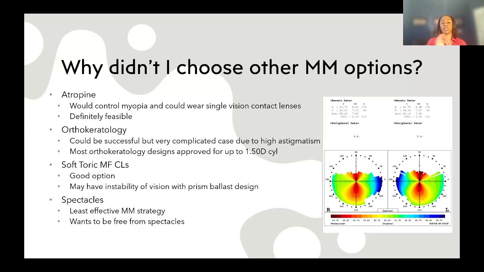Orthokeratology, absolutely. We could do this, but that SIL is high. She had 3 diopters of SIL. Most orthokeratology designs are approved up to 1.5 diopters of SIL. Some of you sound pretty cavalier and you want to take on this fairly high myope, very high SIL case. And you could, if you have the technology to design lenses for a patient like this, that is a very appropriate option. Soft toric multifocal center distance could also be good. She may have a little instability with her vision because of the prism ballast design. Maybe not.